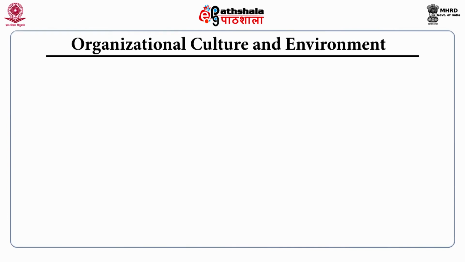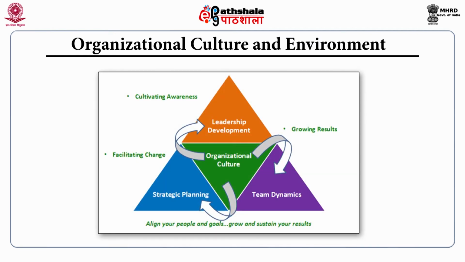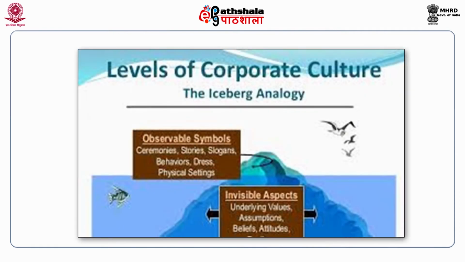How organization culture and environment are linked is shown through this diagram. These factors are very much interrelated, like the organizational culture is influenced by leadership development, team dynamics, strategic planning, which is influenced by the environment like cultivating awareness, facilitating change, growing results. The organization has to align the people and the goals so that it may grow and sustain and achieve the desired results. The levels of the corporate culture.